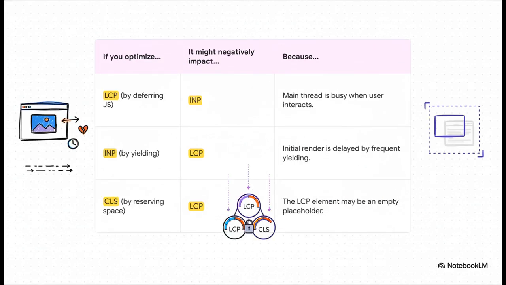And this is that system in action. This is the engineering reality we live in. You defer a bunch of JavaScript to make your LCP look great, but you risk that script parsing right when the user clicks, which then kills your INP. Or you reserve a massive placeholder to get a perfect CLS score, but guess what? That placeholder might become your LCP element, delaying the measurement of when the actual content appeared. You have to monitor and balance all three, all the time.